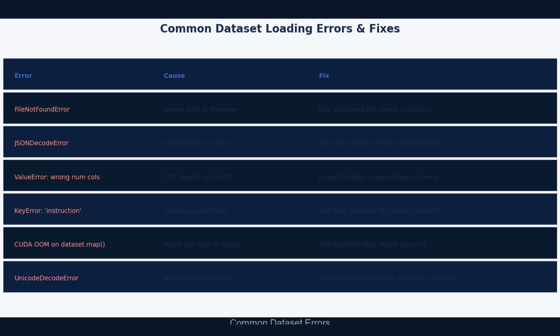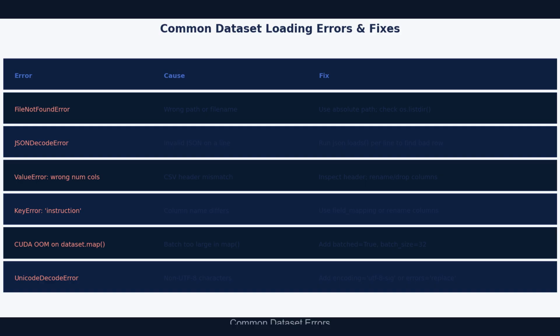Value error with wrong column count means your CSV header doesn't match the data rows. Inspect the header and rename or drop columns. KeyError on a field name means a column name mismatch. Use field_mapping or rename the column.